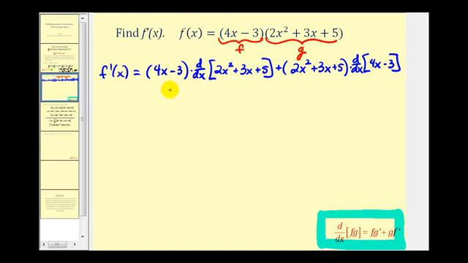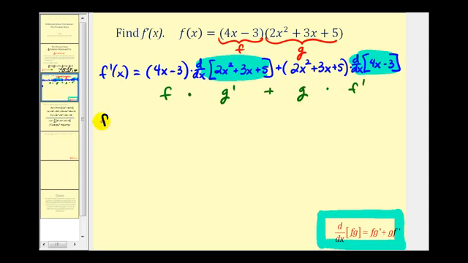So again, here we have the first function, f, times the derivative of the second function, plus the second function, times the derivative of the first function. So here's our product rule. Now we're going to find this derivative, and then this derivative, then multiply and simplify.